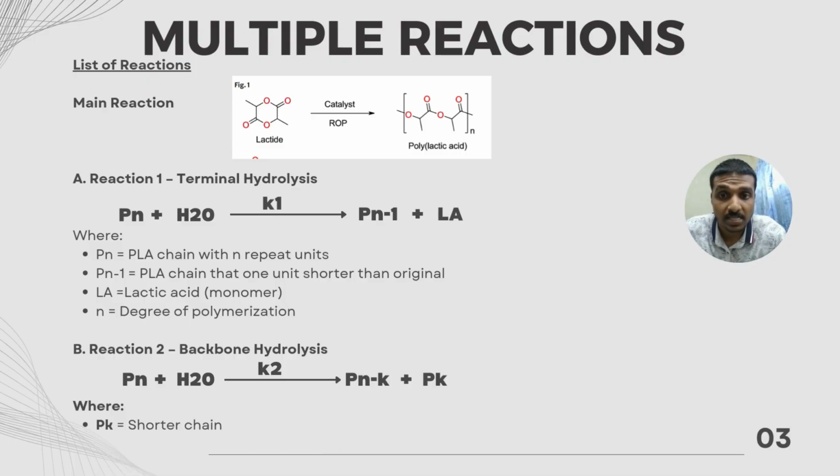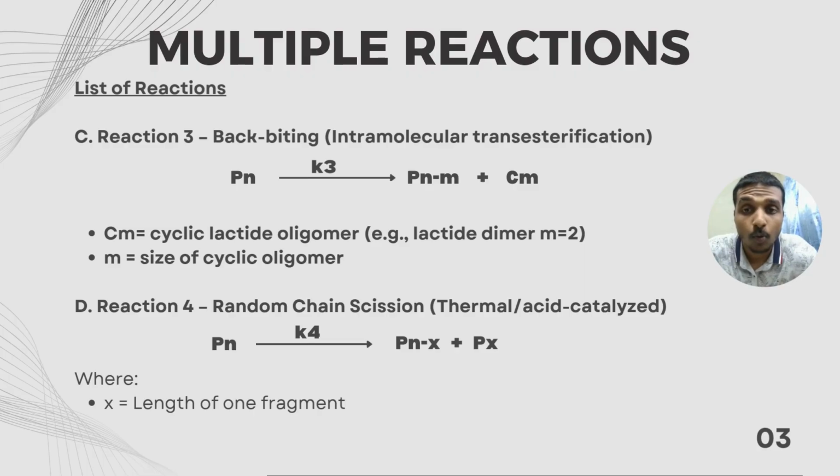As we can see, Pn is the PLA chain, and Pn-1 is a PLA chain that is one unit shorter than the original. LA is lactic acid, and n is the degree of polymerization. The next reaction, reaction two, is backbone hydrolysis, which produces shorter chains. The third one is backbiting, intramolecular transesterification, and the fourth one is random chain scission, thermal and acid catalyzed.